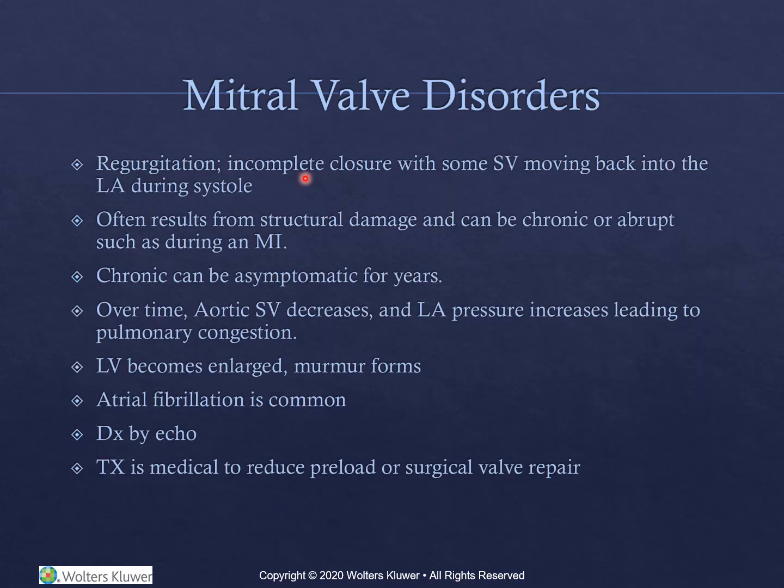So next we'll talk about mitral valve regurgitation, and this is when there's incomplete closure of the mitral valve with some of the stroke volume moving back into the left atrium during systole. So again, when systole occurs, that blood should be ejected forward through the aortic valve, but in this case, because the mitral valve doesn't completely close, some of that stroke volume actually moves backwards into the left atrium. What causes mitral valve disorder is usually structural damage to the mitral valve itself. It can be either chronic or very abrupt.